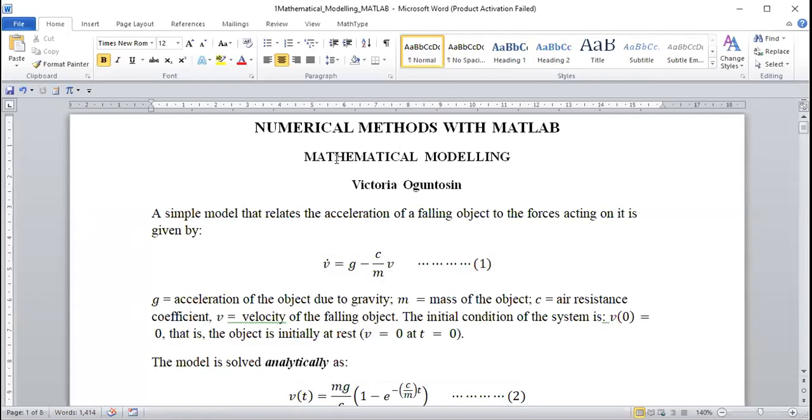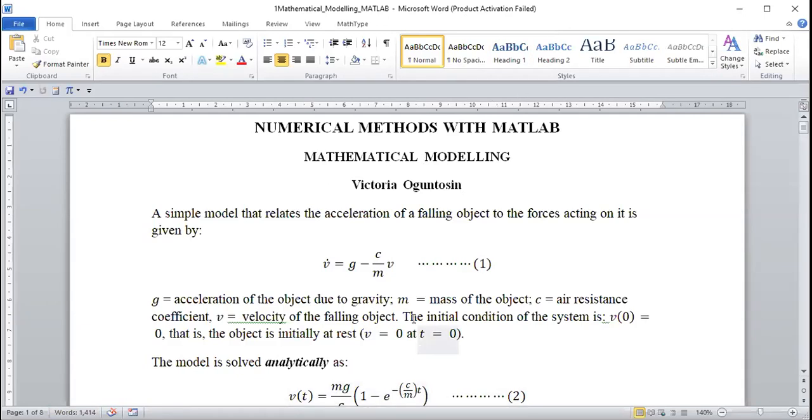I'll be going through the notes on mathematical modeling with MATLAB. Okay, so I'm going to start the class now. The instruction is that if you have a question, you can just type it in the chat. Then from time to time, I'll go over the chat and see the questions, and I would answer them.